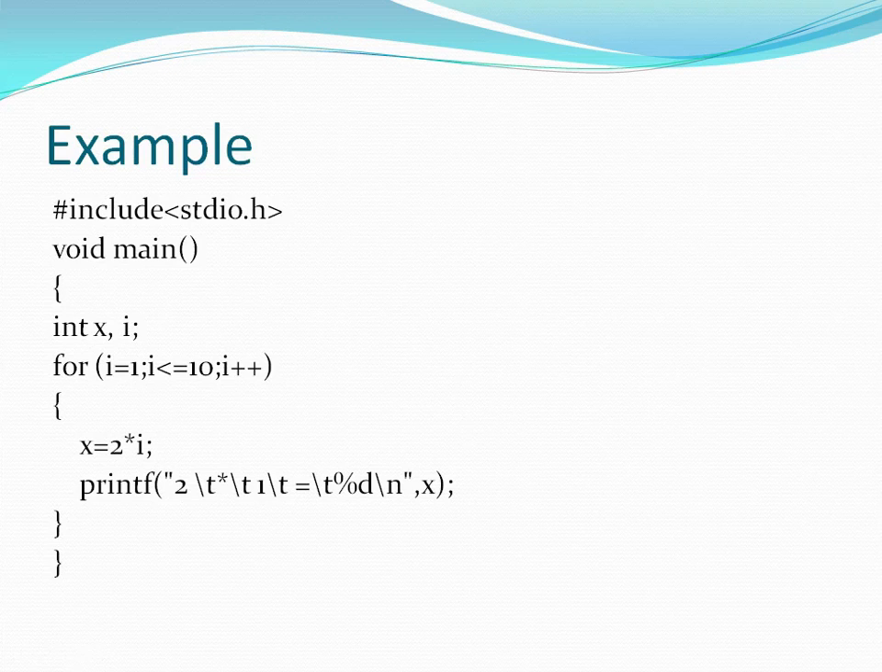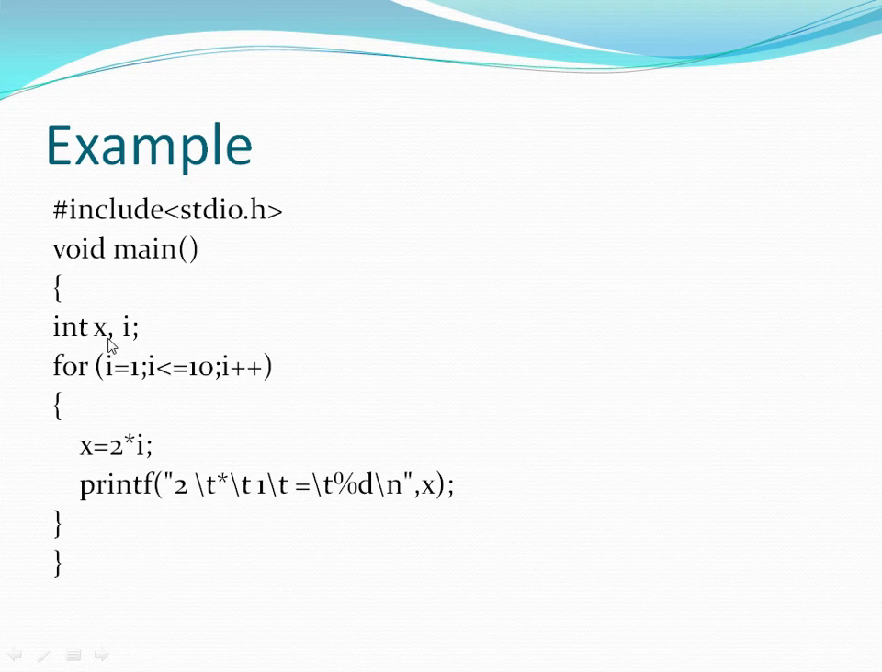So let us discuss its example also. This is our header file. We have to start our programs with the header file only: #include stdio.h, void main. Void is the return type of this main function. We are saying here not to give any exclusive output or return type of this function.